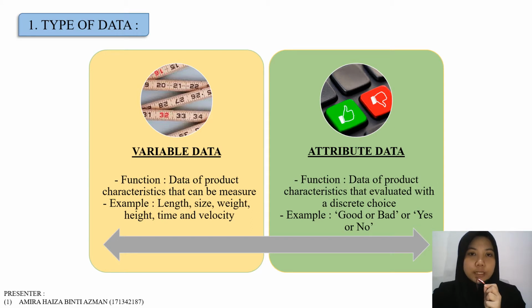For the first slide, I will explain about the types of data. Basically, there are two types of data, which are the variable data and the attribute data. Variable data is data of a product characteristic that can be measured, for example length, size, weight, height, time, and velocity. The second type is the attribute data, which is data of a product characteristic that is evaluated with a discrete choice, such as good or bad, or yes or no.